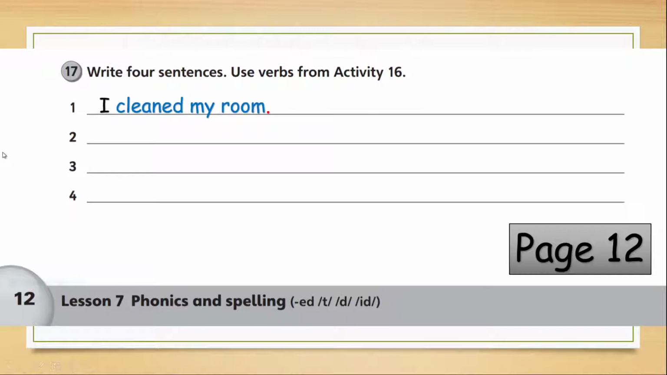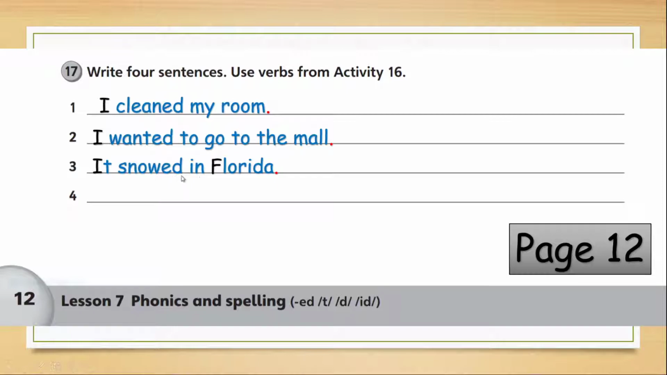Number 1, I cleaned my room. Be careful, the I should be capital. It's the first letter in the sentence, and at the end you have to write a full stop. Number 2, I wanted to go to the mall. The I should be capital. It's the first letter in the sentence. And at the end, you should write a full stop.